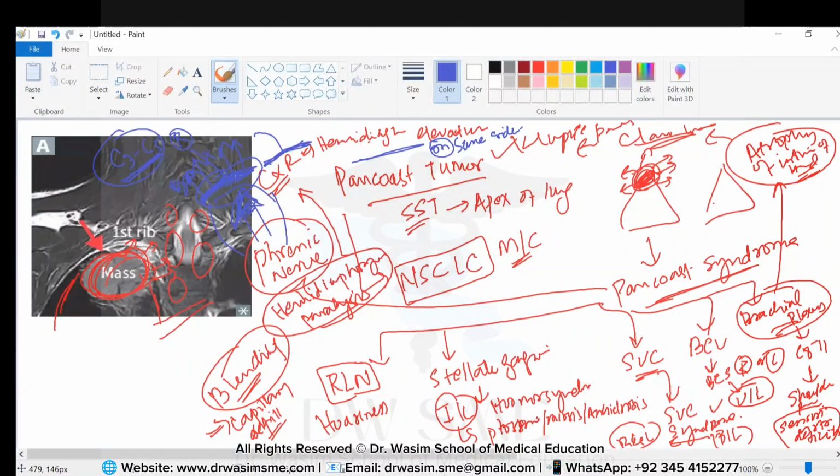And it cannot resist this pressure, so it will be elevated. On the side where the diaphragm is intact and the tone is preserved, it will resist this pressure, and the diaphragm will remain in its place.